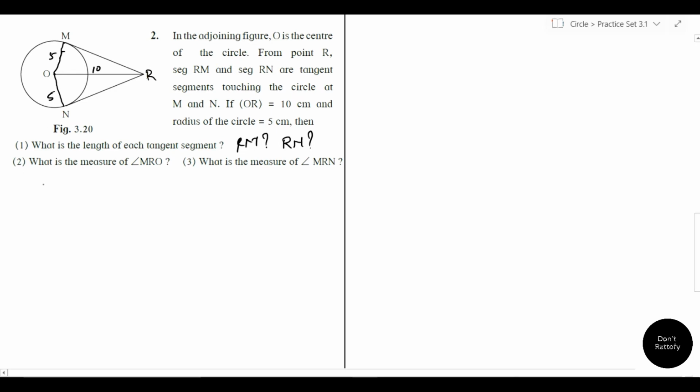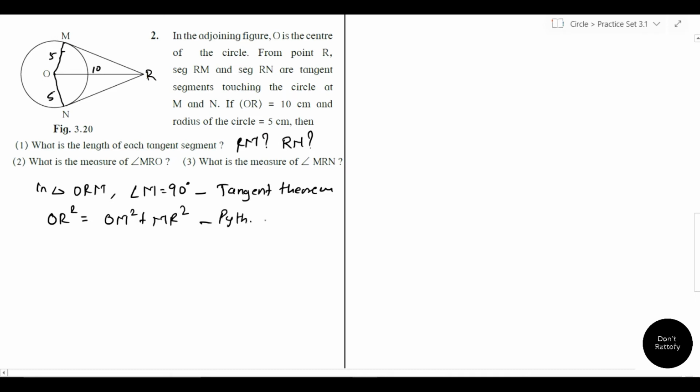Now we know that in triangle ORM, angle M is equal to 90 degrees. This is by tangent theorem. By tangent theorem, OM is the radius, MR is the tangent, and M is the point of contact. So angle M is 90 degrees. If angle M is 90 degrees, by Pythagoras theorem, I can say that hypotenuse OR square is equal to side 1 OM square plus side 2 MR square. So the reason will be Pythagoras theorem.